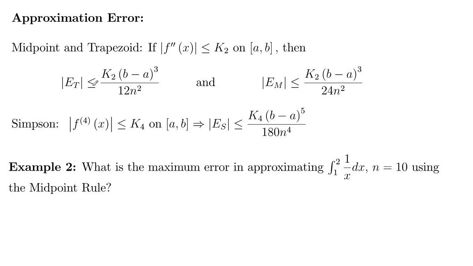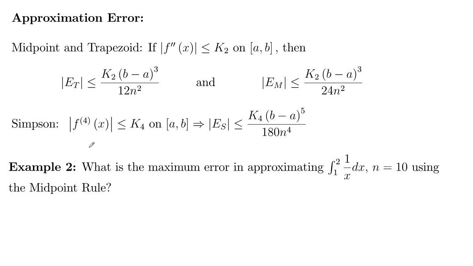And if that's the case, then the absolute error in the trapezoid rule, denoted by absolute e sub t, is k2 (b minus a) cubed over 12n squared. And the absolute error in the midpoint rule is the same expression, but 24n squared in the denominator. So notice that the error in the midpoint rule is always less than the error in the trapezoid rule for the same value of n.